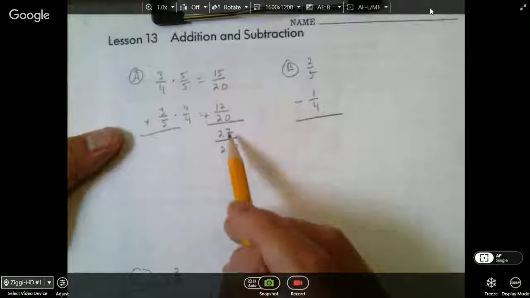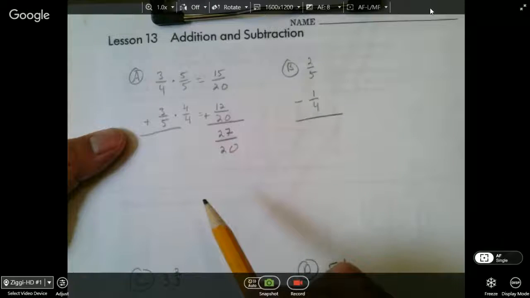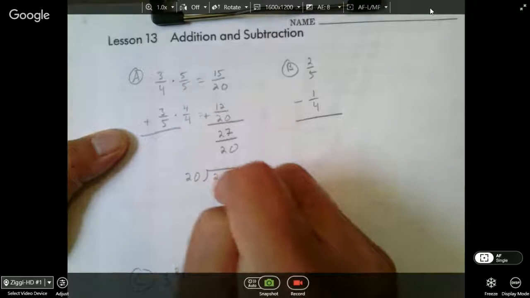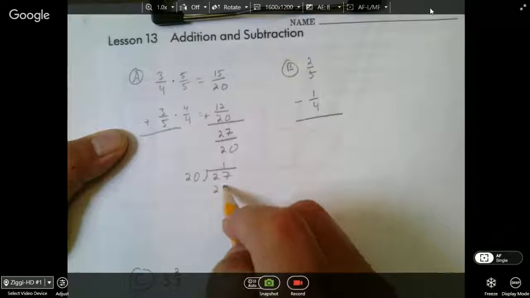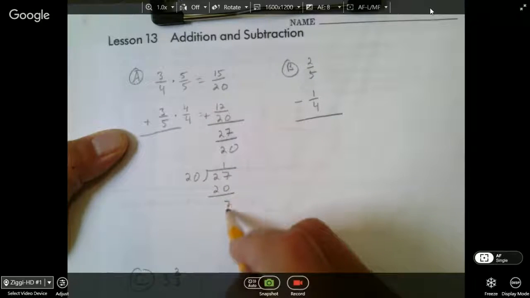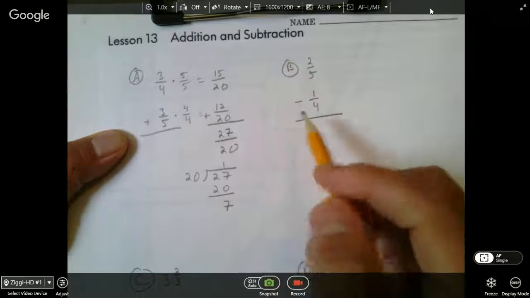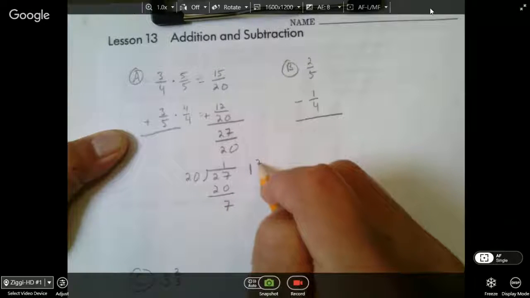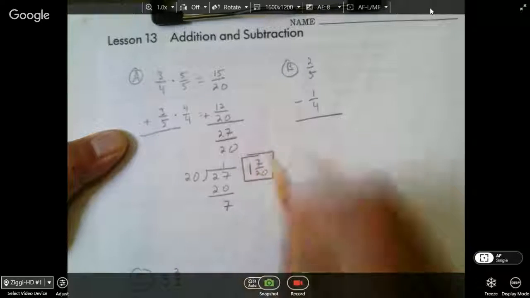Now, if I look at my sum here, 27 over 20, that is an improper fraction. So we're going to change it to a mixed number. Okay, so we're going to divide 20 into 27. 20 goes into 27 one time. 1 times 20 is 20. 27 minus 20 is 7. So our remainder is 7. Okay, so remember from the previous units, that's our whole number, 1. That's our numerator, 7. That's our denominator, 20. 1 and 7/20. Okay.